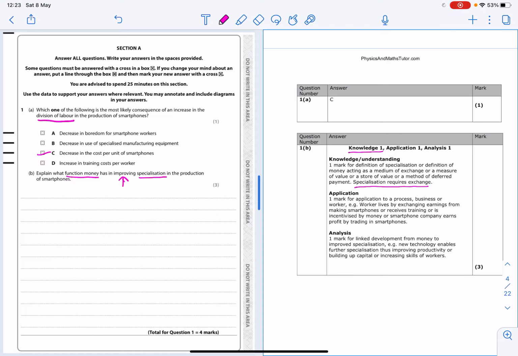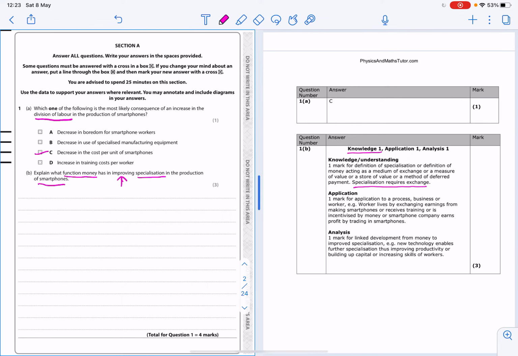If you said more than one thing, you're still only going to get 1 mark. So you're going to get a maximum of 1 mark. But if you're not really sure how to approach a question like this, at least start off by putting down some key terms. The second mark is for what we call application. So that's where you're going to be talking about smartphones, because that's what's referred to in the question. So you need to refer to smartphones and how this is relevant to smartphones.